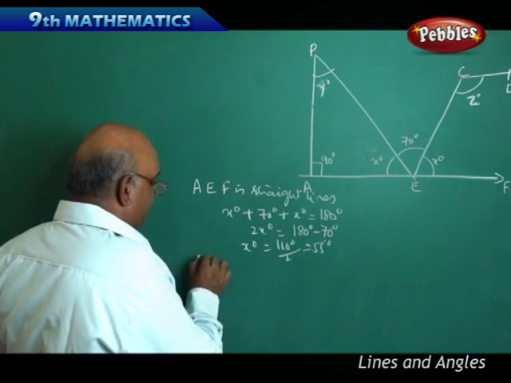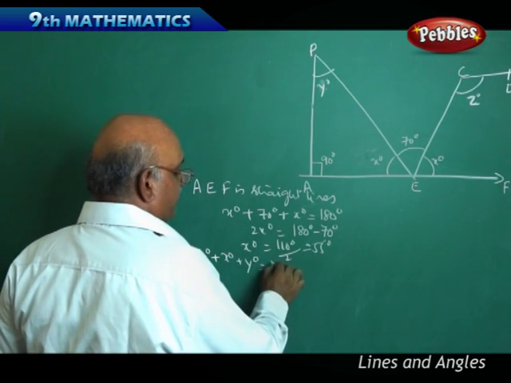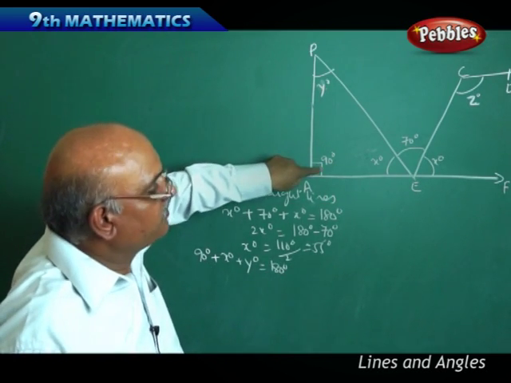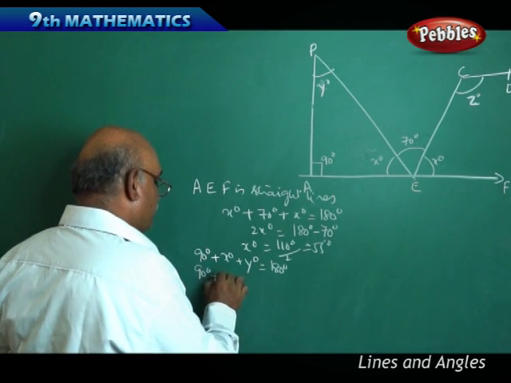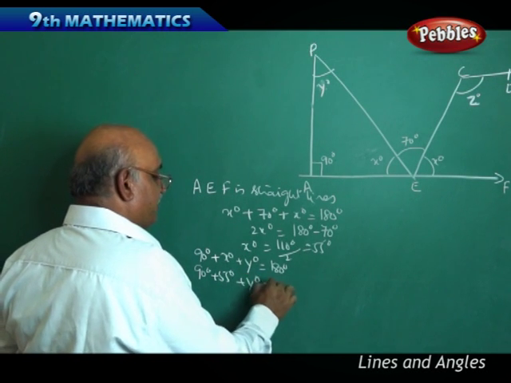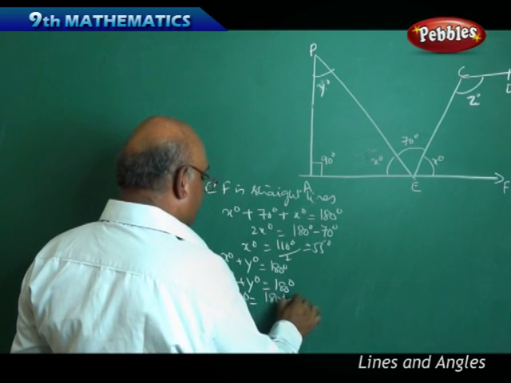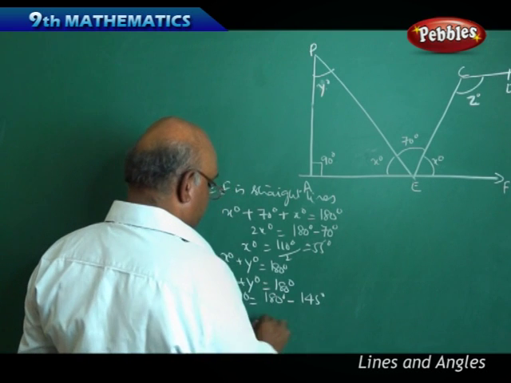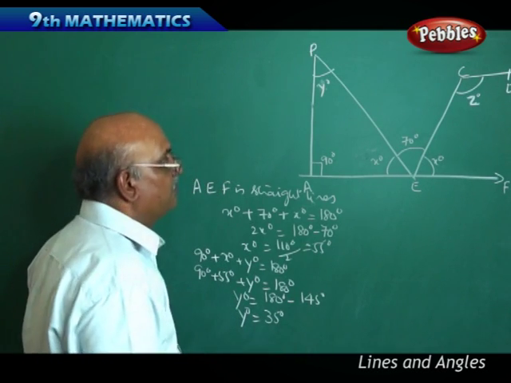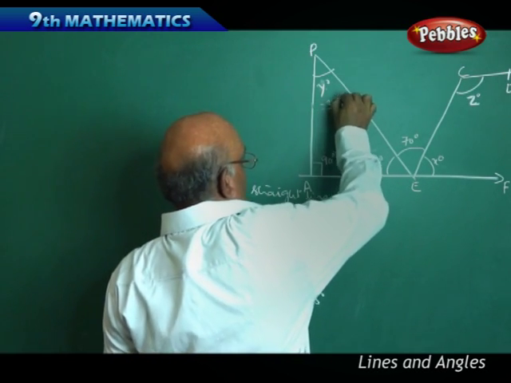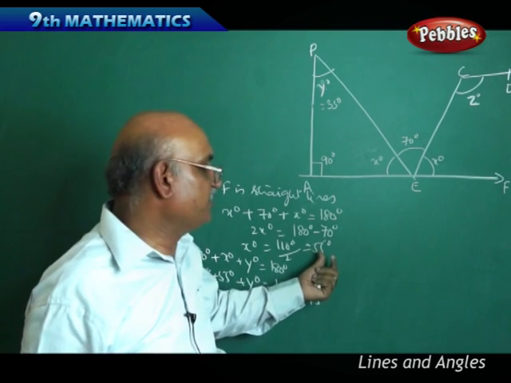But 90 degrees plus x degrees plus y degrees is equal to 180 degrees. Sum of the angles in a triangle is 180 degrees. Already x value you got as 55. Therefore, 90 degrees plus 55 degrees plus y degrees is equal to 180 degrees. Y degrees is equal to 180 minus 145 degrees, which is equal to 35 degrees. That is, y equal to 35 degrees, and x is equal to 55, you got it.